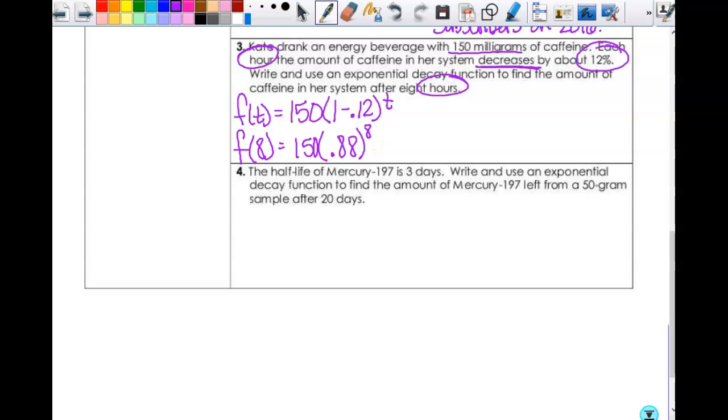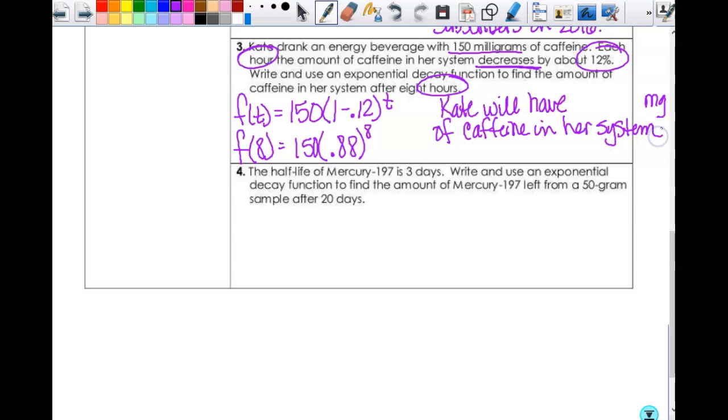Then we just type that in, and you can say that Kate will have blank milligrams of caffeine in her system after 8 hours.